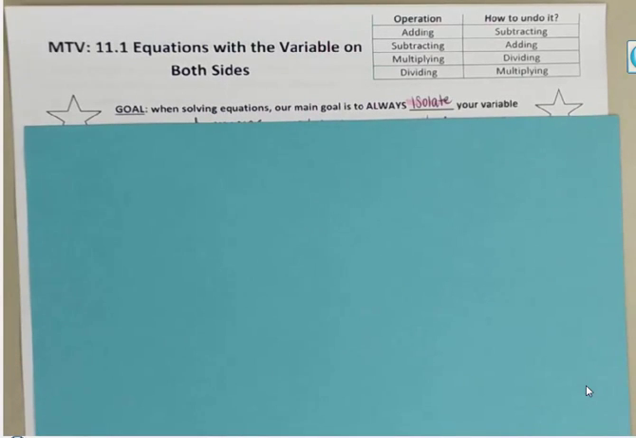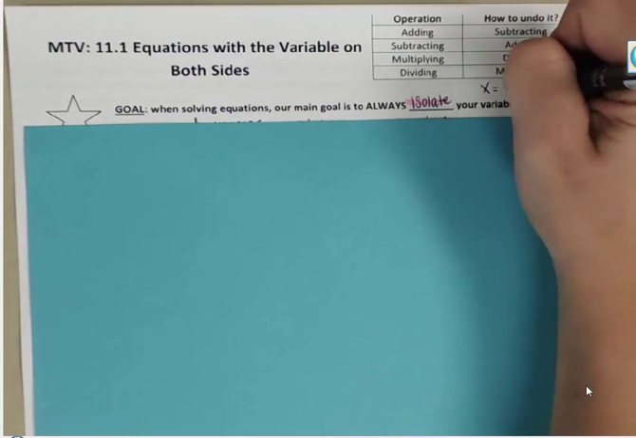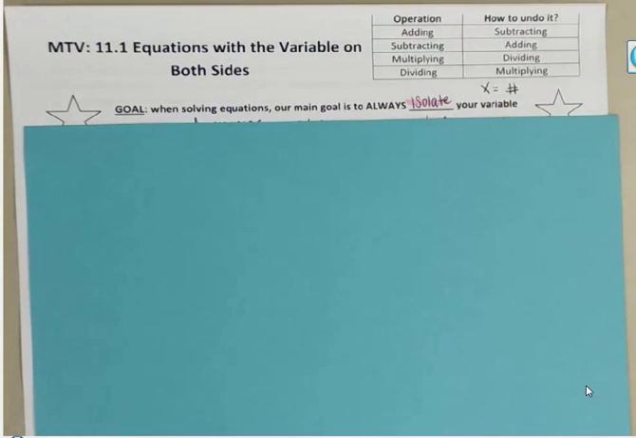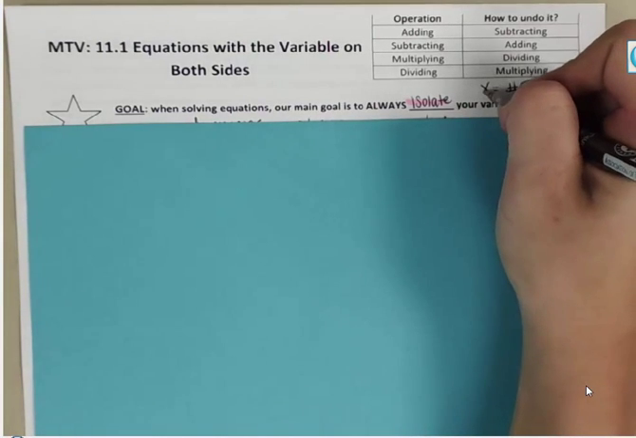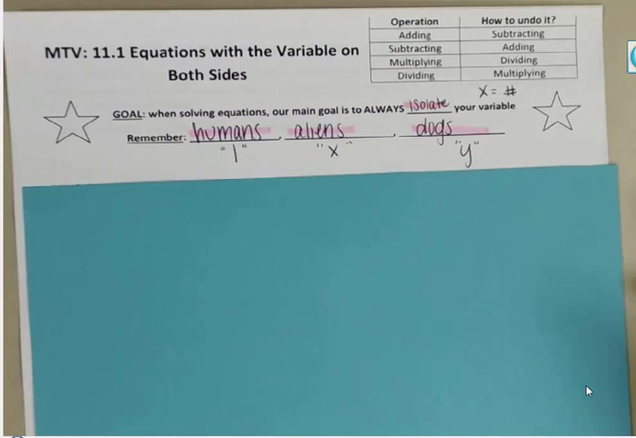Your goal when solving equations, our main goal is always to isolate your variable. That means get the variable on one side and a number on the other side. Alright? Your variable can be x or y. It doesn't always have to be x. Alright, remember, humans, aliens, and dogs. For instance, your humans are your 1s, your aliens are your x's, and your y's are your dogs. Okay? You can't combine humans and aliens. You have to keep them all separate.